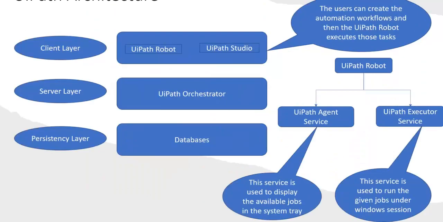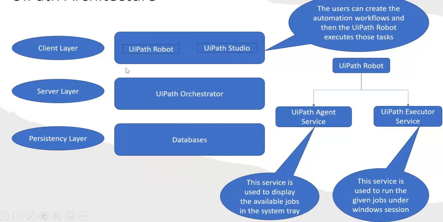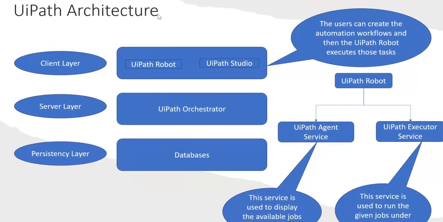So when you discuss the UiPath architecture, there are three layers: client layer, server layer, and persistent layer. In the client layer, we have UiPath Robot and UiPath Studio. As mentioned, in UiPath Studio, the user can create the automation workflow, and then the UiPath Robot executes those tasks.